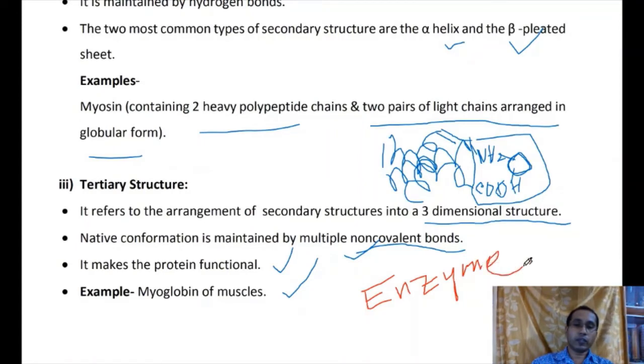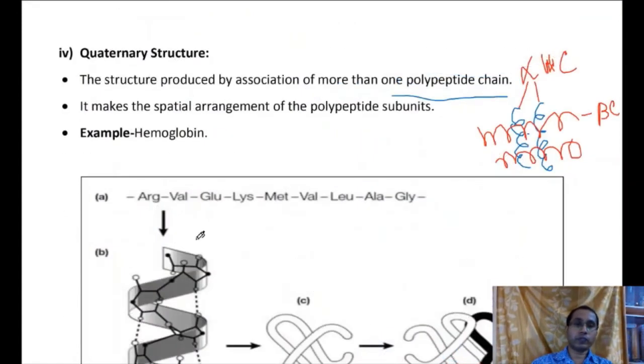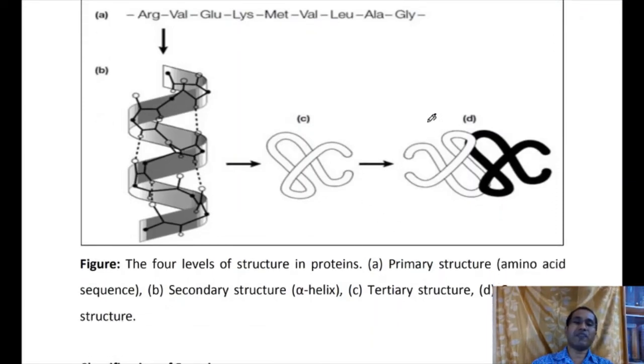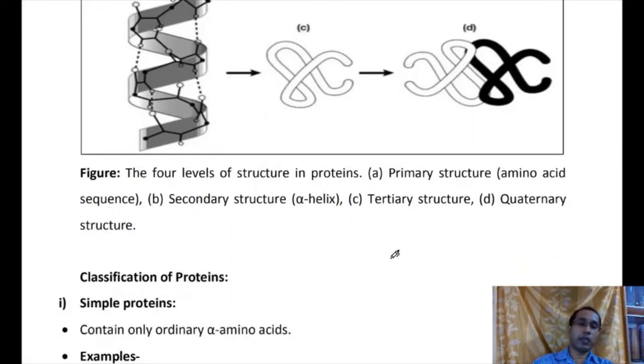Okay, so an example is hemoglobin for quaternary structure. You just see this picture diagram. This is the primary, secondary, alpha helix. C is the tertiary, meaning three different chains meet each other. Quaternary means a complex structure of two different types of chains conjugated or attached to each other by covalent bonds or any other bonds.